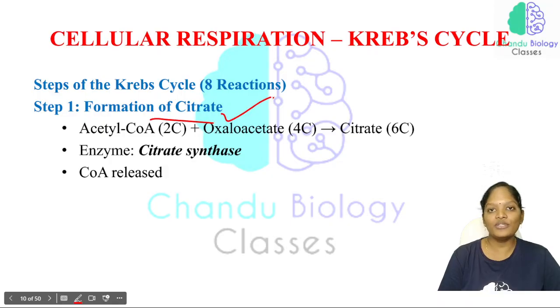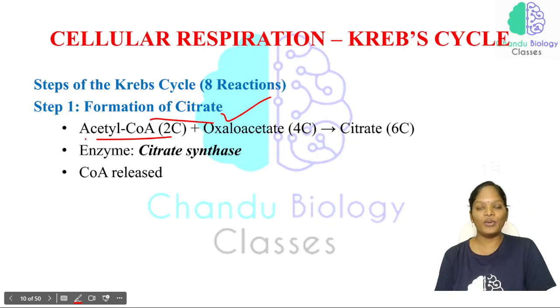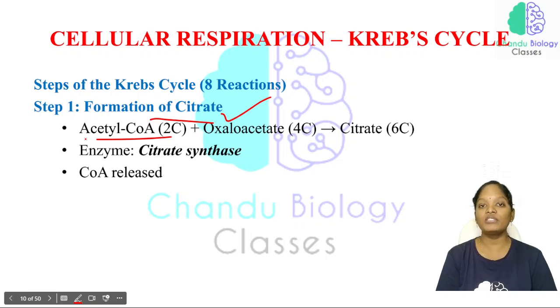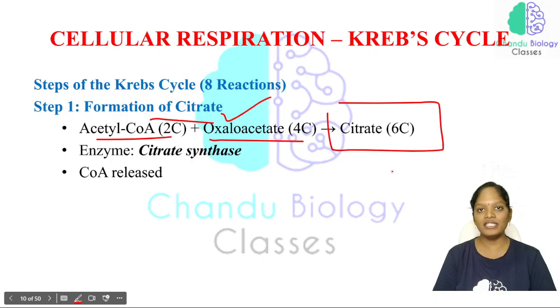How is the citrate forming? Acetyl CoA, 2 carbon. See here, there will be no 2 acetyl CoA. 1 acetyl CoA, each acetyl CoA generally a 2 carbon containing compound. This 2 carbon is mixed with this 4 carbon, that is the oxaloacetate. Together they form a 6 carbon, that is the citrate. So this is an important equation.